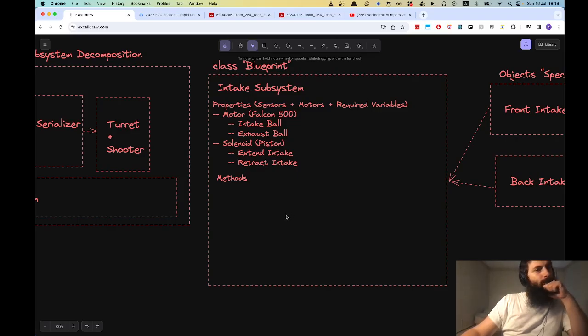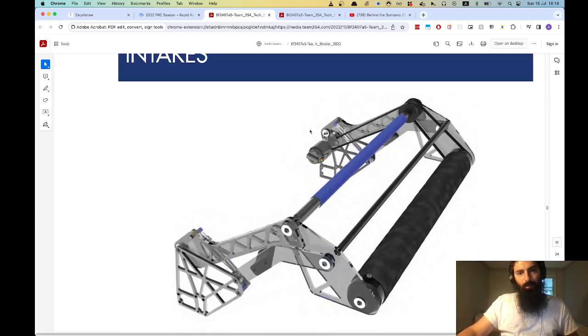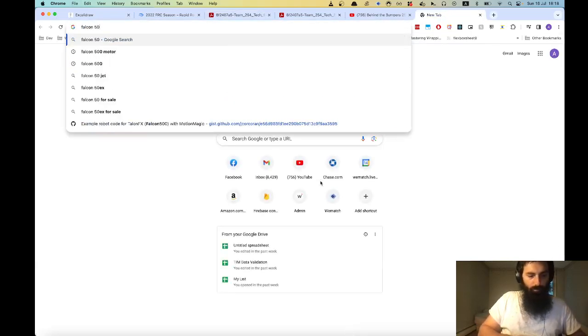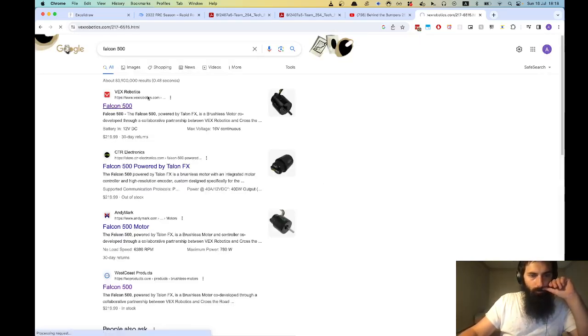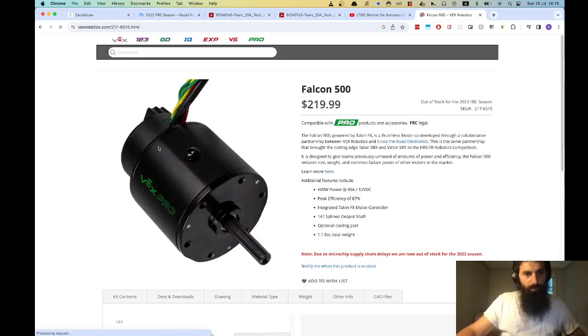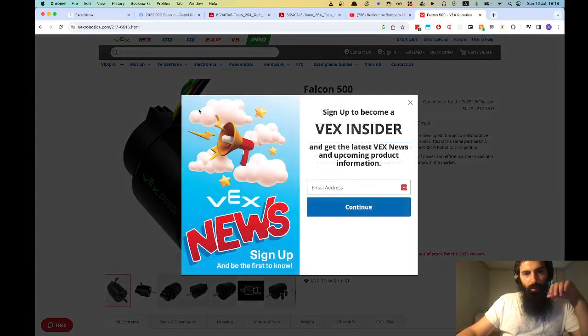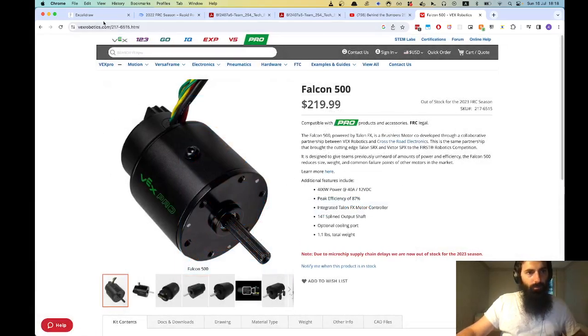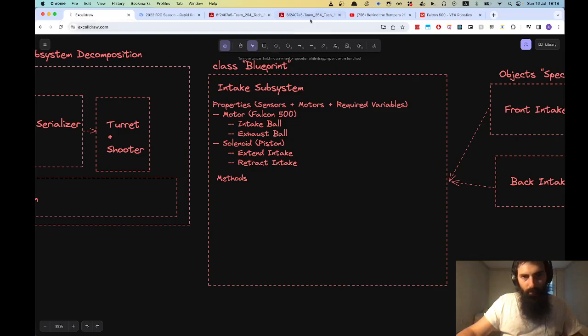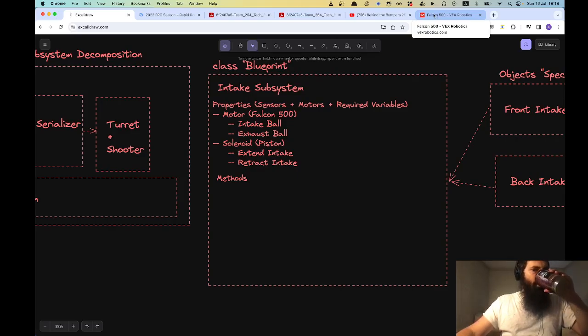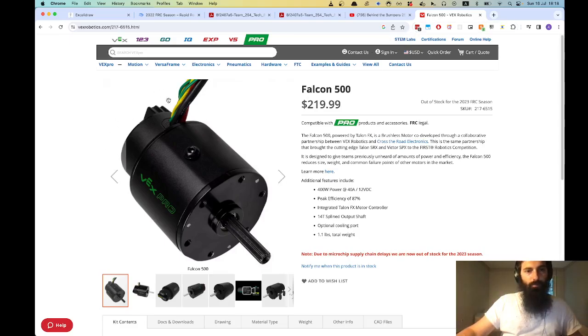Let's see here. Should I go into it? For now, let's not. So basically, whenever you have a motor, for example the Falcon 500, let's look at a picture. So here's a Falcon 500 motor. You'll see that this main body here is the actual motor, and over here is what we call an encoder. Right now we're not going to look at the encoder, because for this subsystem you don't really need it necessarily.